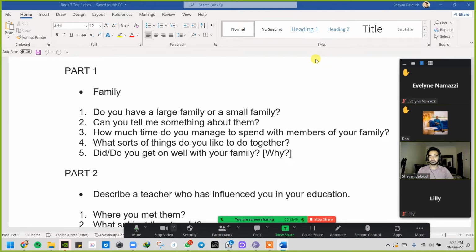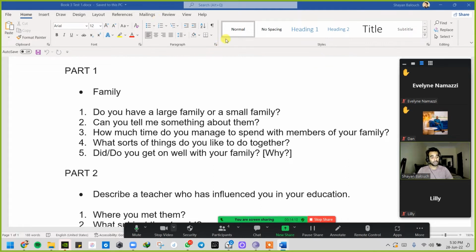Okay, so guys, now check this out. These are the questions from part number 1. For example, do you have a large family or a small family? Can you tell me something about them? How much time do you manage to spend with the members of your family? What sorts of things do you like to do together? Do you get on well with your family?